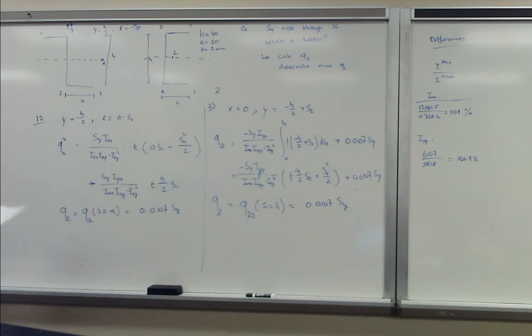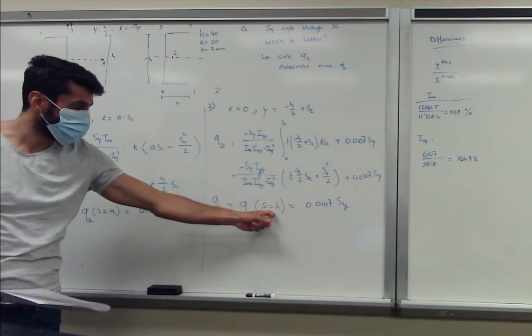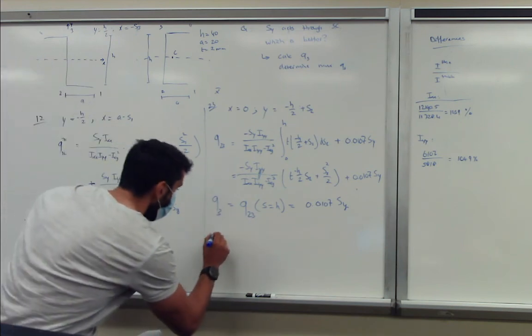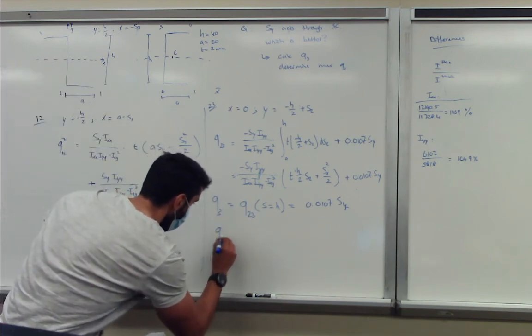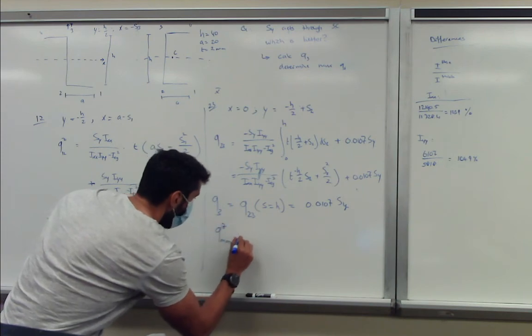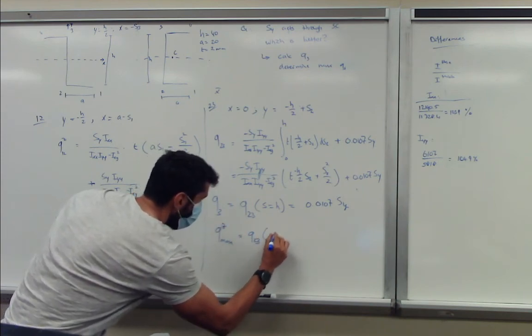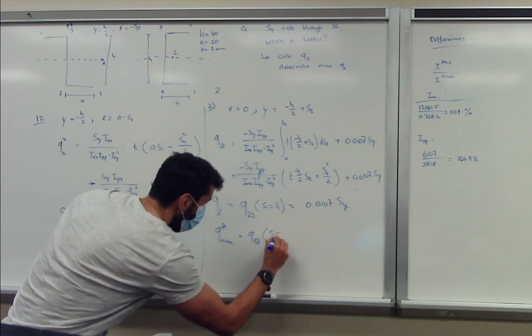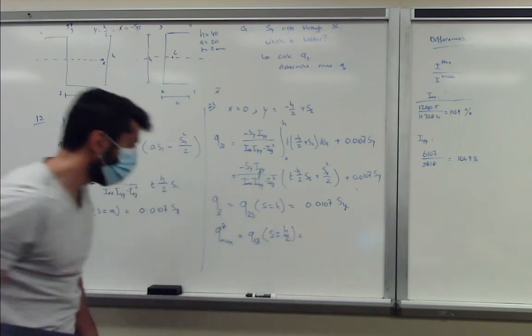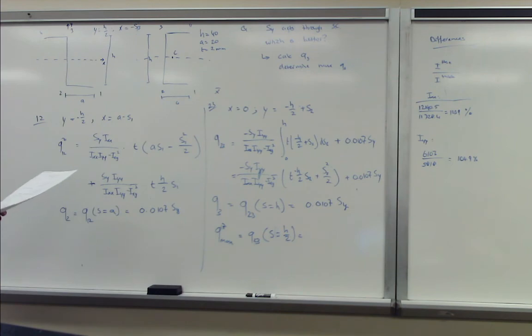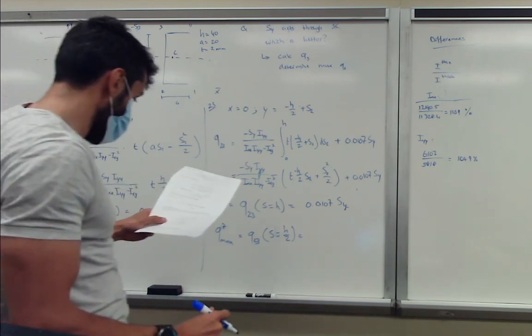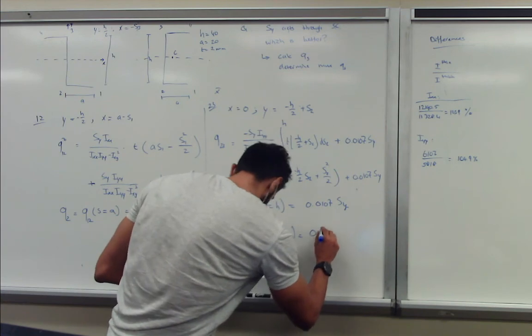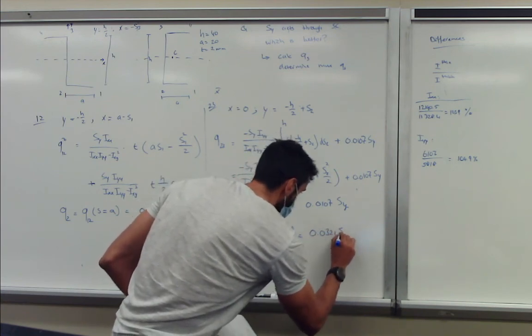And then the thing is, like I said, for the maximum shear flow, what we know is it is located at the centroidal axis. So instead of calculating Q3 at S is equal to H for the max, what we do is Q max, Z, that will be equal to Q23 at S equal to H over 2. And you can fill in that number, and you get 0.0321 SY.